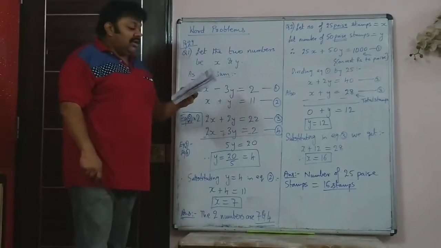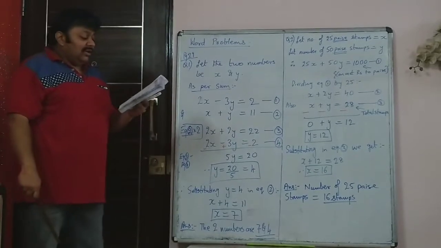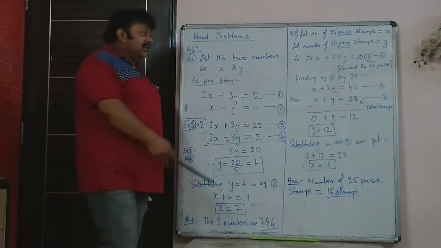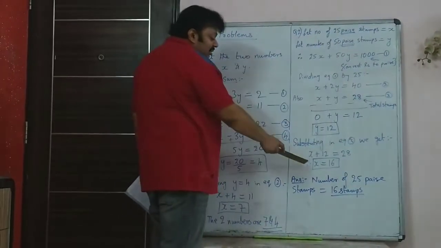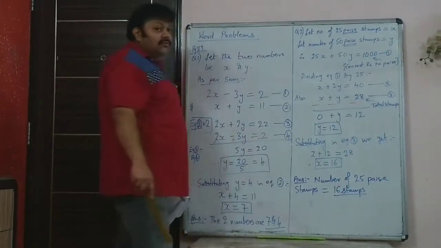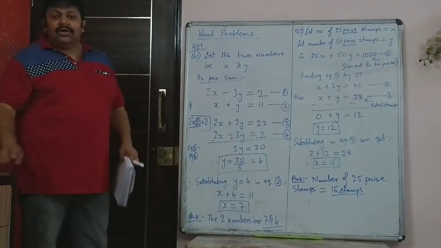In this question, they have clearly asked find the number of 25 paise stamps that he bought. So that is x. Number of 25 paise stamps he bought is x. So we are writing only that in the final answer. So we go on to the third sum.